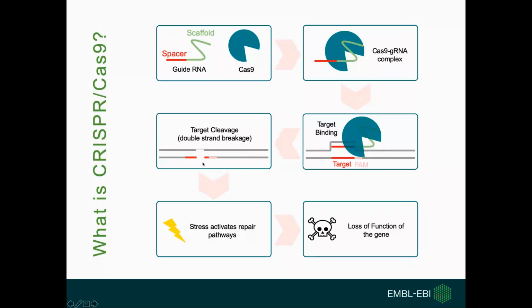And these breaks create stress, and this stress activates the double-strand break repair pathways. Because the primary repair pathway is non-homologous end joining, and it creates huge indels and frame shifts across the double-strand break site, it generally results, most of the time, in loss of function of the gene.